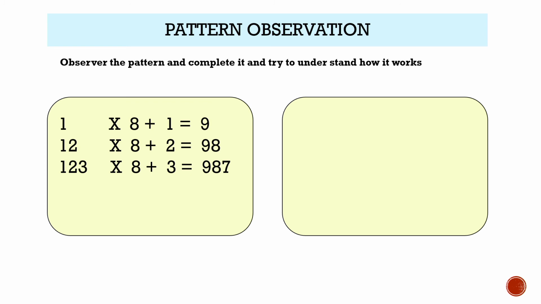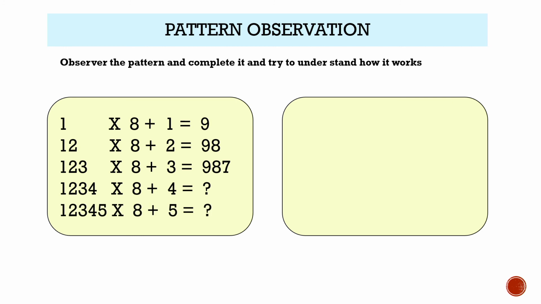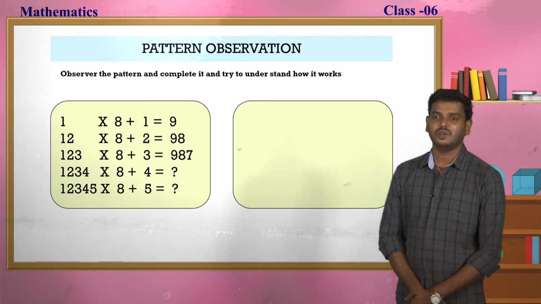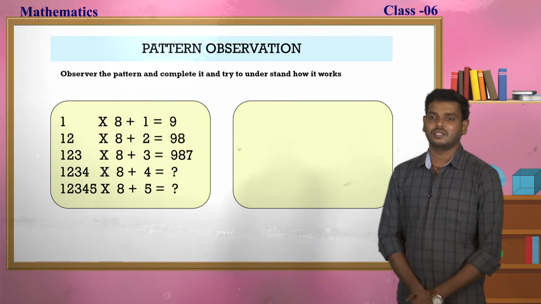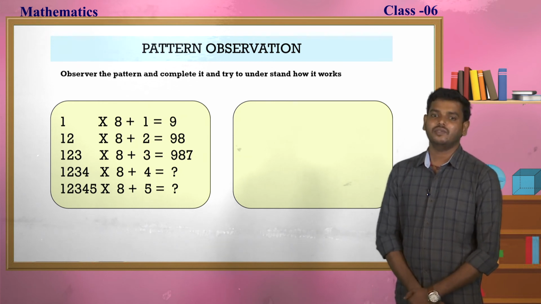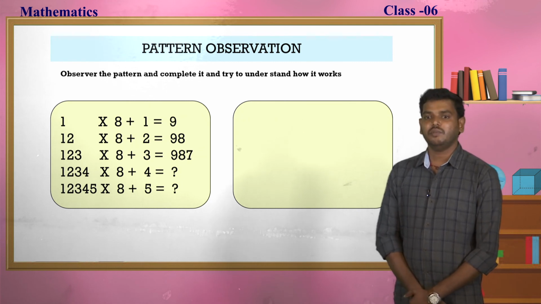I hope you have got the next pattern, children. Yes, your answer is correct. That is 1234 into 8 plus 4 is equal to what? That you have to find out. And the next pattern, 12345 into 8 plus 5 is equal to question mark. This you have to do. It's very simple. See, children, you need not multiply, you need not add. By looking at the pattern itself, you can easily answer.